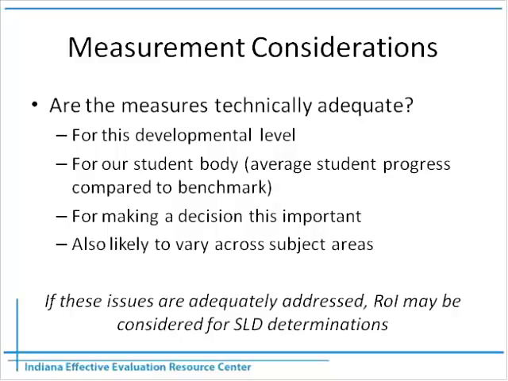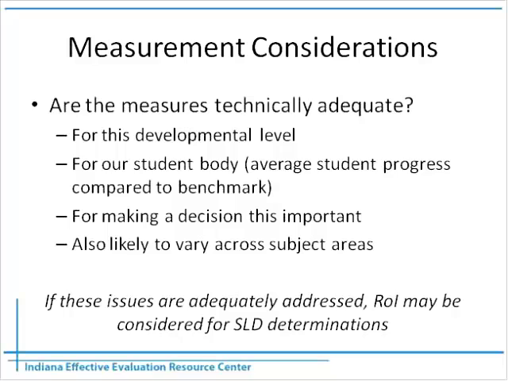We also want to take into consideration the measurement that we're using. And so we want to ask questions such as, are these measures technically adequate for this developmental level? Some of our measures tend to be better, stronger, or weaker for younger versus older populations. Are the measures adequate in representing what we expect from our student body? In some districts, there's a little bit different trajectory of students in comparison to national norms, and so considering both national and local benchmarks, for example, could be an appropriate option. And then, are our measures technically adequate to use in making a decision this important? Again, that sometimes changes depending on the grade level of the student or the particular area of learning disability.